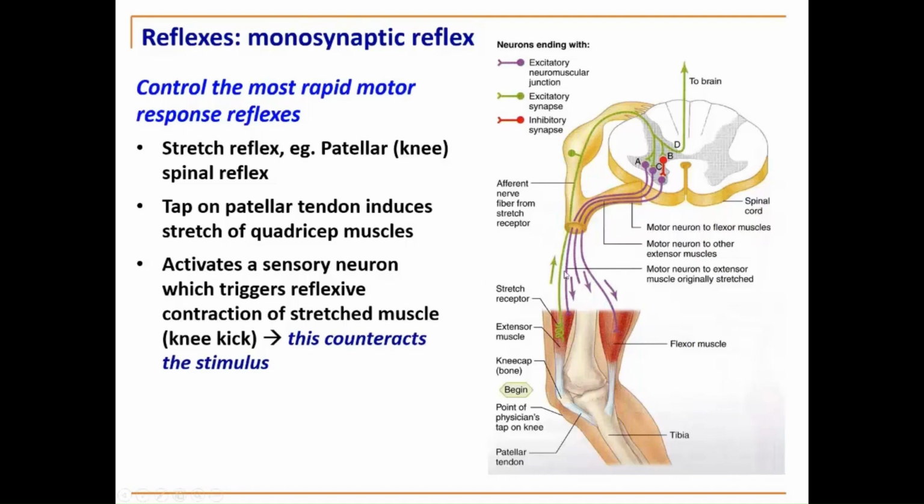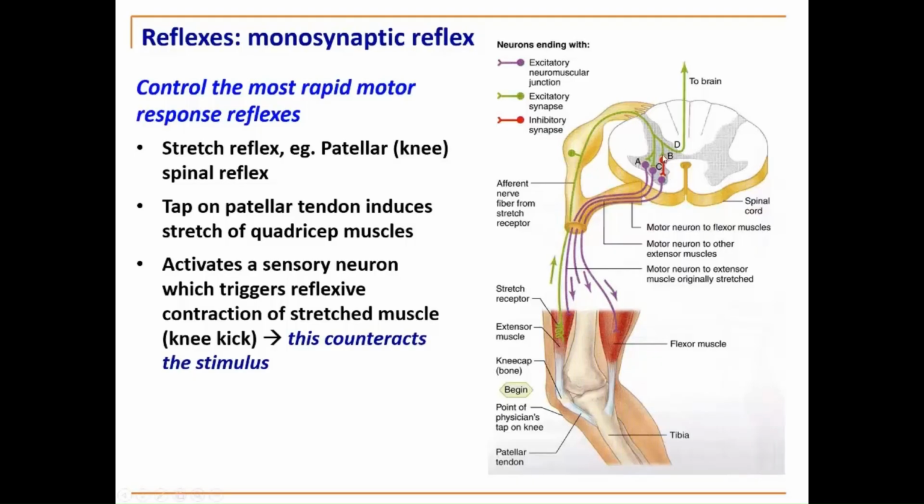So if we're following the pattern, here is our excitatory or sensory neuron coming in. You can see its synapses within the grey matter immediately onto the motor neuron to the extensor muscles. So what then happens is you get an excitatory synapse, you get stimulation of the extensor muscle, and the motor neuron comes all the way to the extensor muscle that was originally stretched, as well as to other extensor muscles. And this stimulation of those extensor muscles, of course, causes contraction of the stretched muscle, which is counteracting the stimulus.